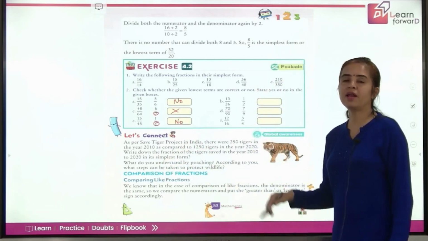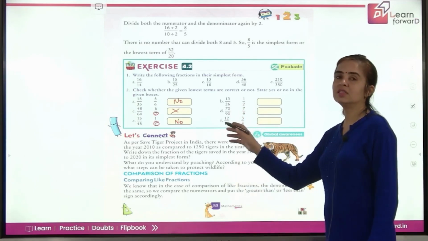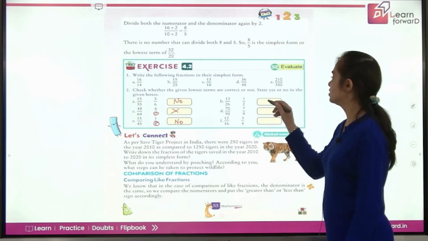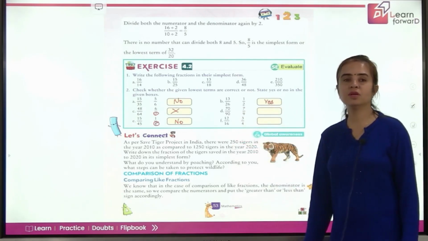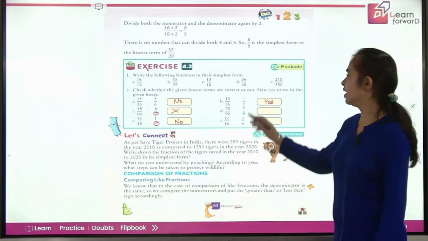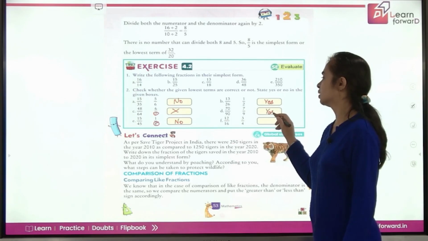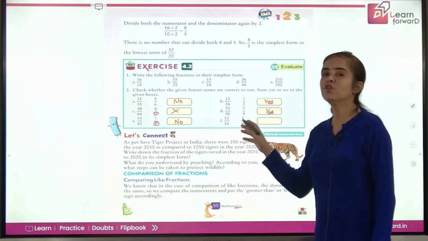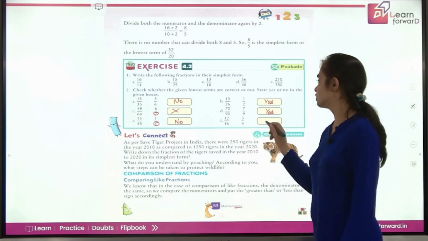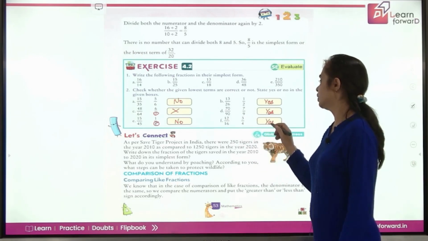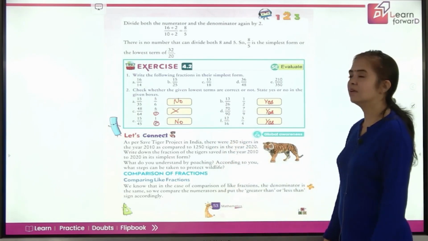Coming to 13 by 26. 13 is the common factor. 13 ones are 13, 13 twos are 26. So this is correct. In this case, both are divisible by 10. So 10 sevens are 70, 10 nines are 90. This is also correct. And here 4 is the common factor, the highest common factor. So 4 threes are 12, 4 fours are 16. So on this side you get all correct. On that side you get all wrong ones, right?